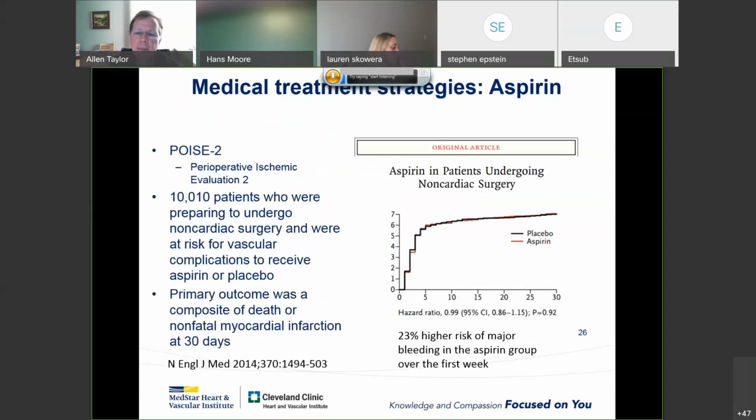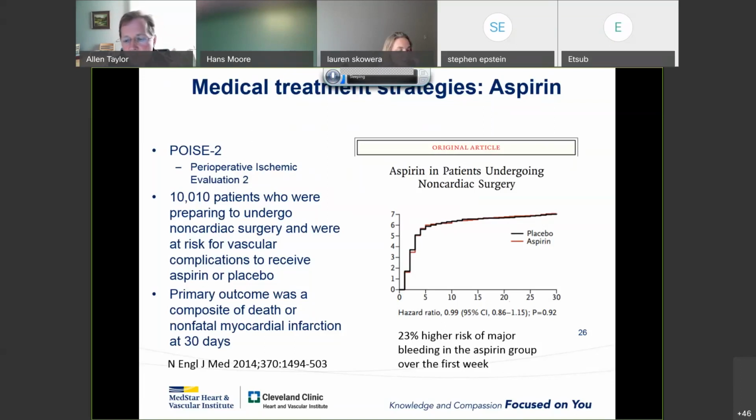Lastly, aspirin. You can think, well, what about aspirin? Patients are on aspirin or they're not on aspirin. And you wouldn't necessarily think about starting aspirin in a patient undergoing non-cardiac surgery who's at risk, or would you? And so this is, in fact, the second POISE study. POISE, in its acronym, stands for perioperative ischemic evaluation, study 2. And most of this work has been done, again, at Manitoba by Devereaux and colleagues. 10,000 patients who were undergoing non-cardiac surgery and were at risk for vascular complications were randomized to receive aspirin or placebo with a primary hard endpoint of death or non-fatal MI.